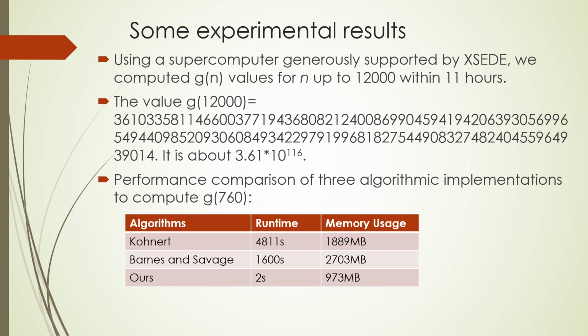But you can see Kohnert's algorithm was actually implemented more than a decade ago, so the time is not comparable to the other 2 times, which were tested in just the recent years, early 2020s. But anyway, our algorithm demonstrated a bigger performance boost. It only needs 2 seconds to compute the function value of 760, and it uses less than 1 GB of memory. So it has an advantage in both runtime and memory usage compared to the previous algorithms.